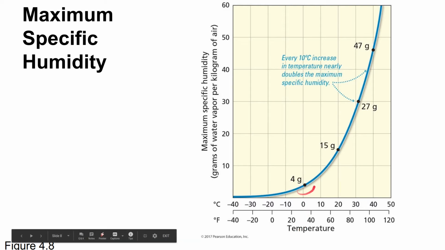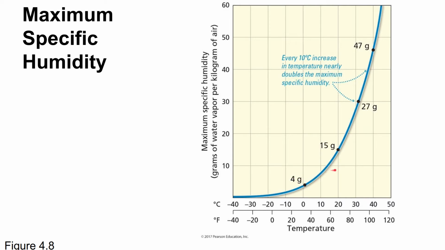So at 0 degrees, there's enough energy to evaporate 4 grams. At 10, it's about 8. If it warms another 10 degrees to 20 degrees, there is enough energy to evaporate 15 grams. At 30, it's about 27 grams. And finally, at 40 degrees, there's enough energy to evaporate and keep evaporated 47 grams of water vapor, which is almost 2 ounces. That's a quarter cup of water. So at 40 degrees, which is 104, there's enough heat energy to evaporate about 2 ounces of water for every 3-foot blob of air. And again, this is the maximum. It doesn't mean you have that much. It's just telling you at 0 degrees, the maximum amount of water vapor you could have present is 4 grams.